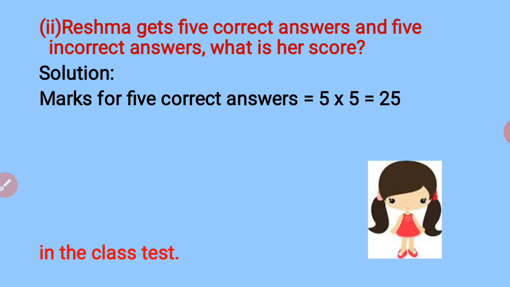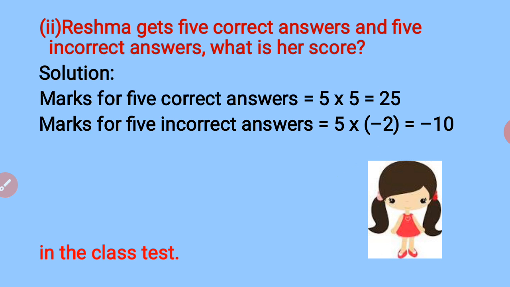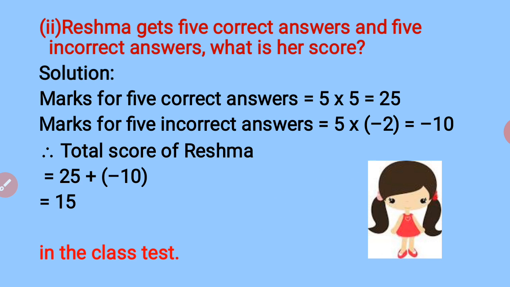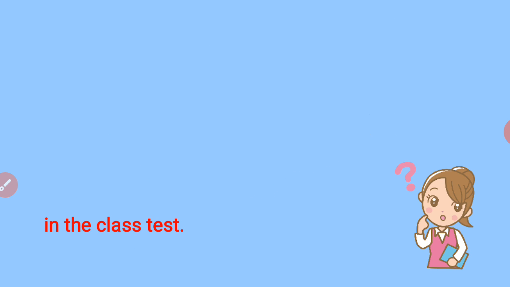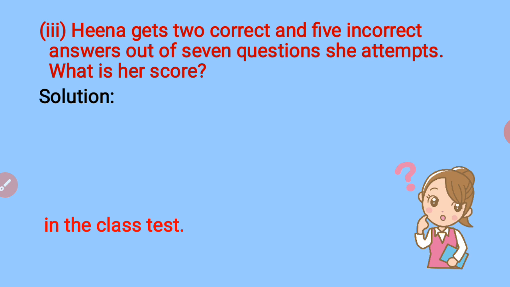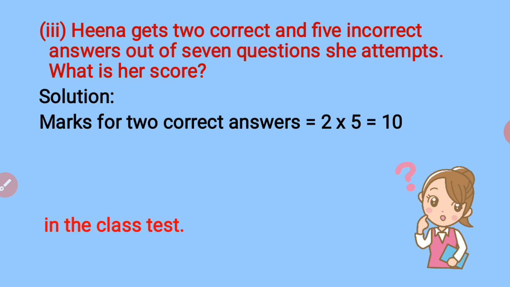But she has 5 incorrect answers also. 1 incorrect means minus 2. 5 incorrect means 5 into minus 2, that is minus 10. So she has got 25 but she has lost 10. So her final score will be 15. 25 plus minus 10, that is 15. So Reshma gets 15 marks in the class test. I hope you are understanding the importance of negative numbers.